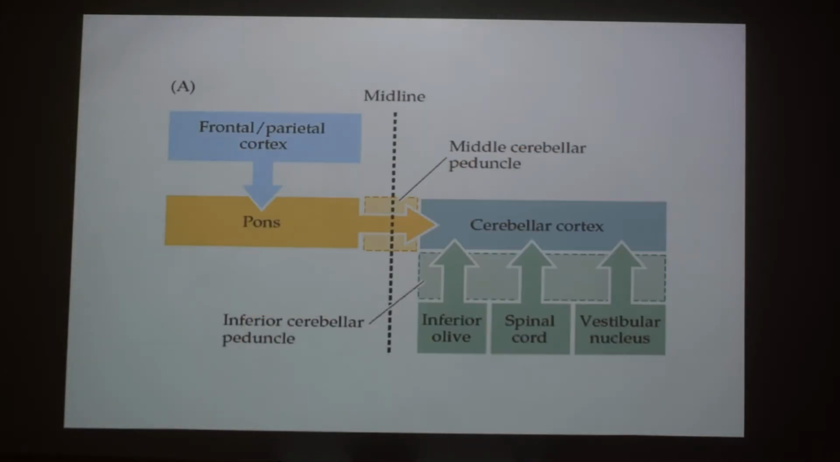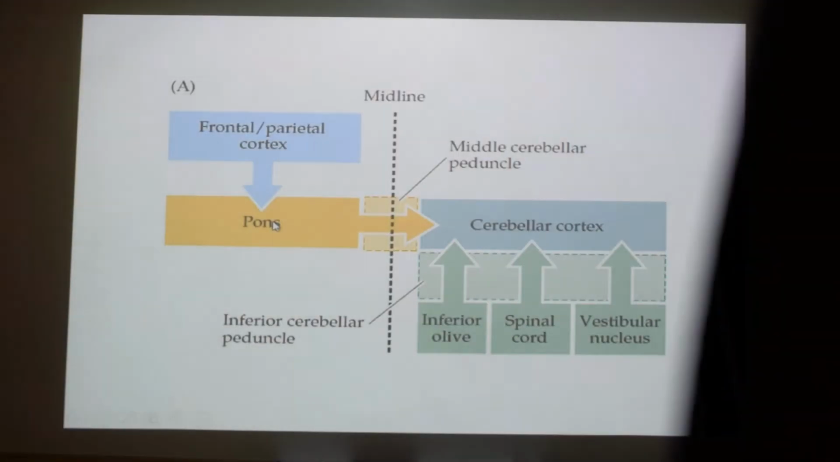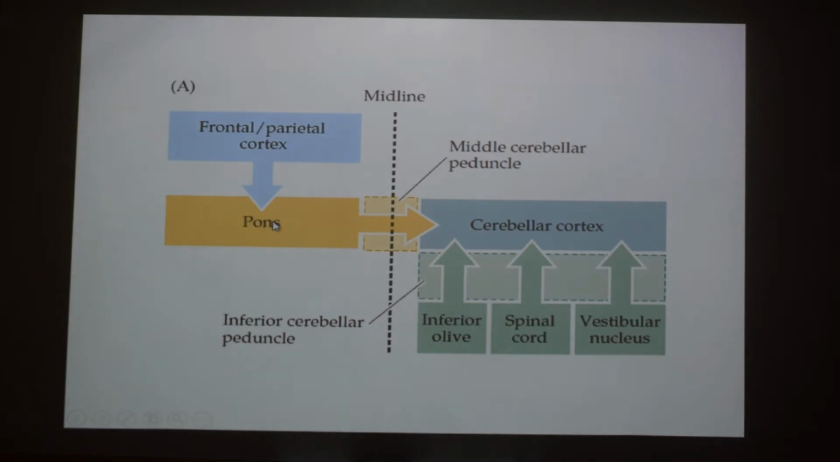Okay. So the major input to the cerebellum is going to come from the cortex. It is going to relay into the pontine nuclei. So these are pontine fibers. They are going to relay here, cross the midline, and will go to the opposite cerebellar hemisphere. So this is the major input from the cortex.